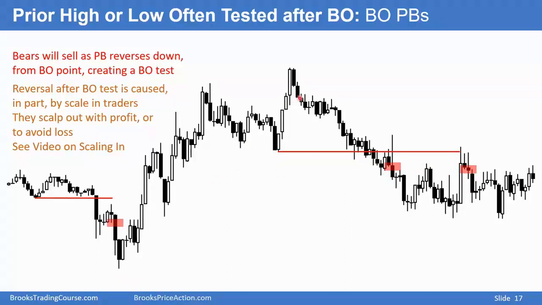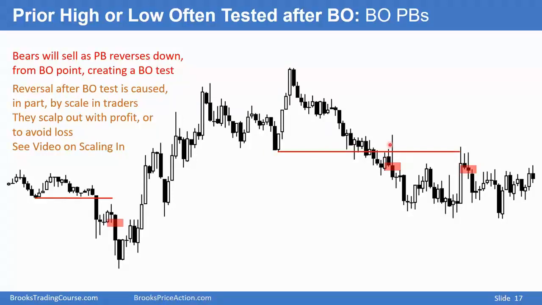The market's in a bull trend here, eventually broke below a major higher low. Major because a very strong bull breakout to a new high. So this is a very important price. As long as the market stays above it, traders will assume the bull trend is still in effect. Once the market falls below it, traders will conclude the market's no longer in a bull trend. It's either in a trading range or in a bear trend.